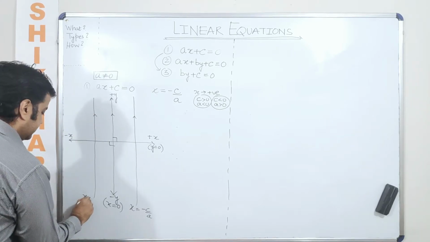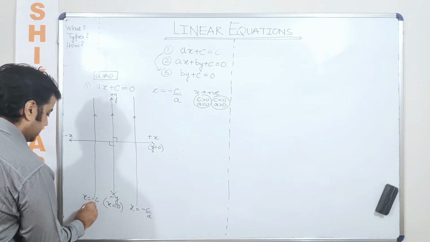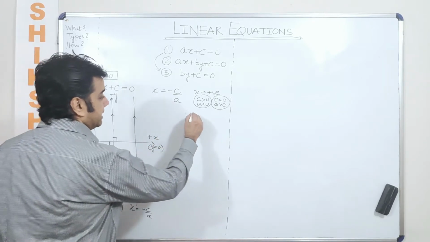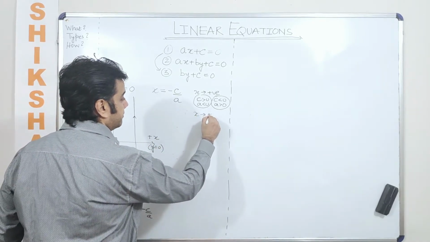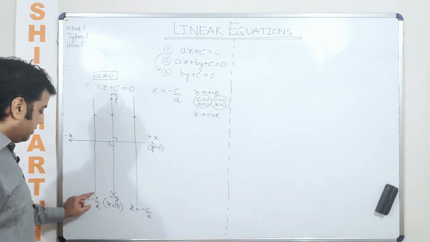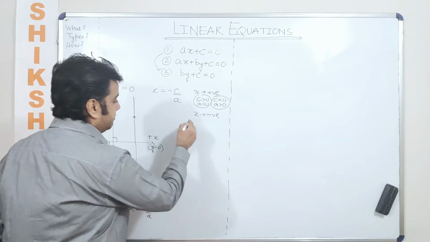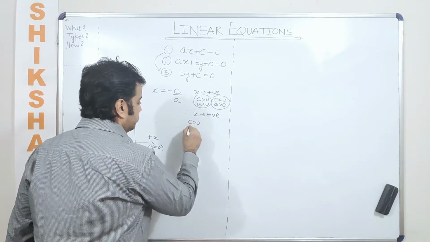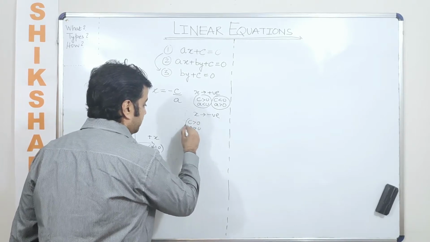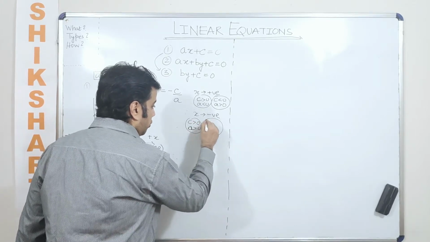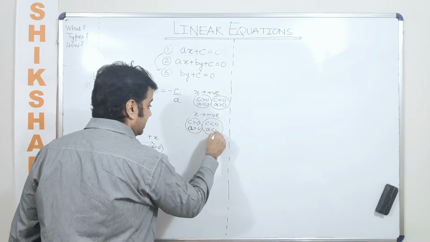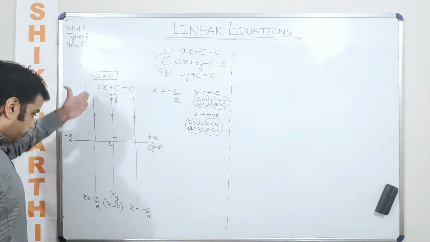so we will be getting x is equal to minus c by a. Now here on this side x has to be negative. Now when x has to be negative, you will get minus c by a only when c by a is positive. That means both of them should have the same sign. I mean both of them should either be positive or both of them should be negative. Then only can you draw this line.